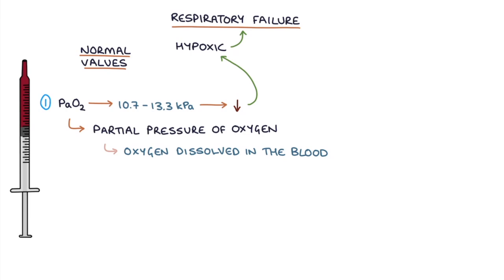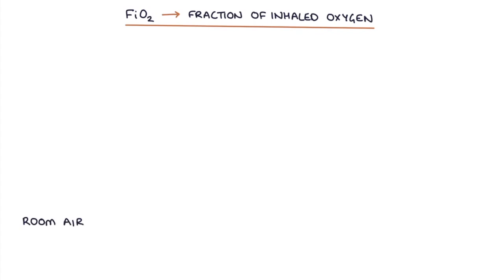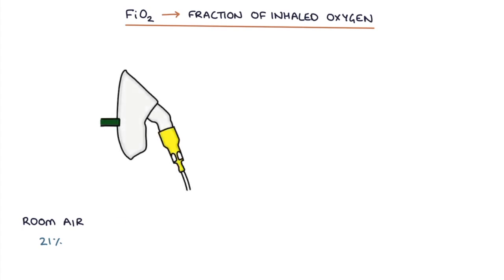You also need to check the FiO2. FiO2 is the fraction of inhaled oxygen. Room air has an FiO2 of 21%, meaning the concentration of oxygen in room air is 21%. Venturi masks can be used to control accurately the FiO2. Other masks only give an approximate FiO2.